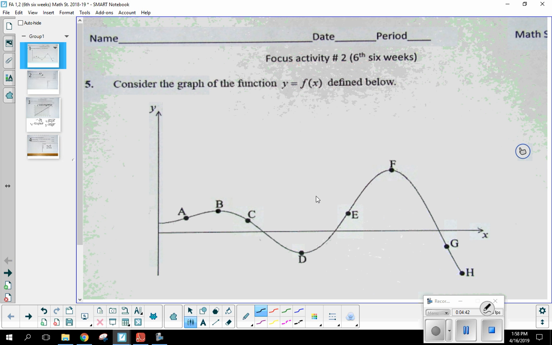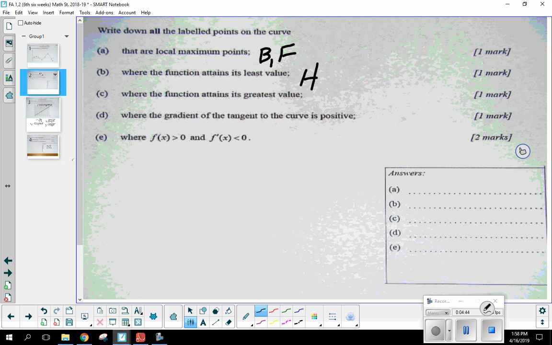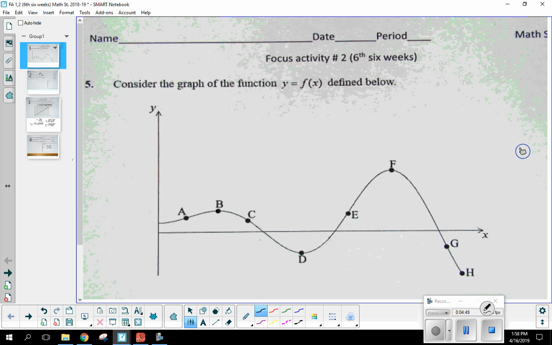Okay. What did C say? Where the function attains its greatest value. We just referred to that as the absolute maximum, and that was what?